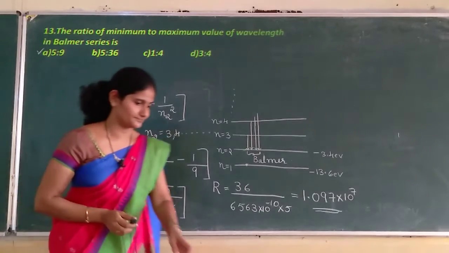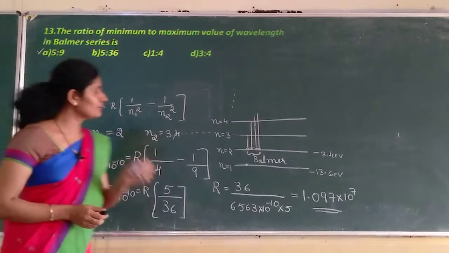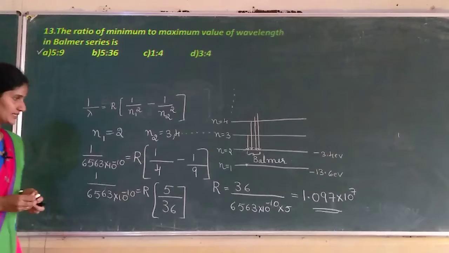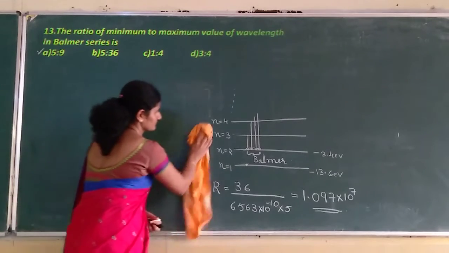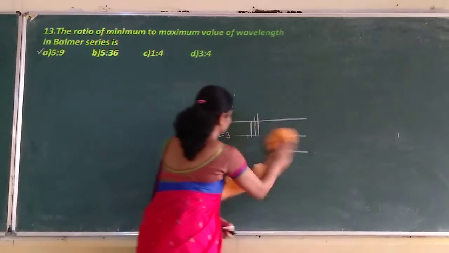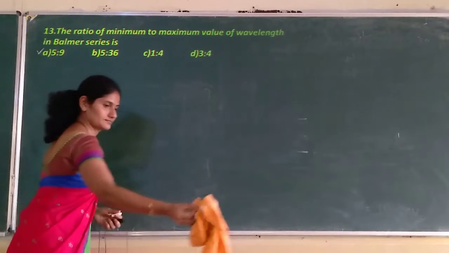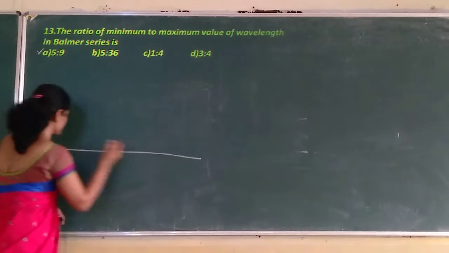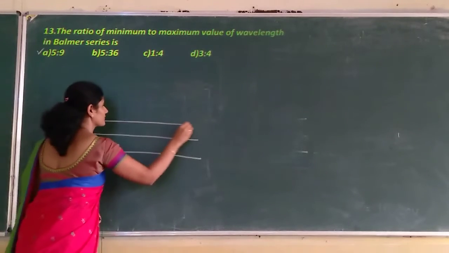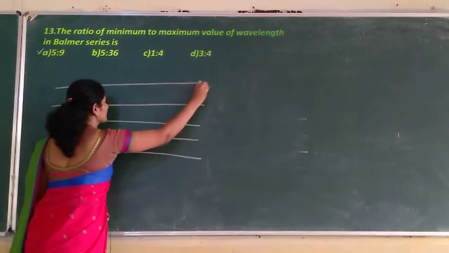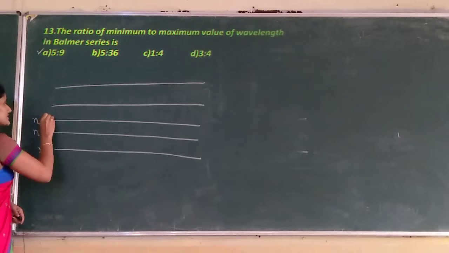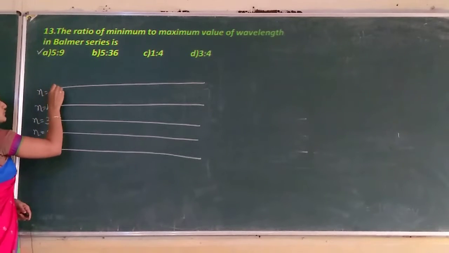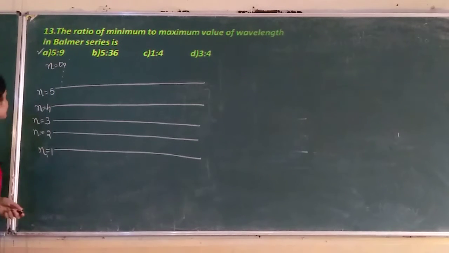Next question, question number 13. The ratio of the minimum to maximum value of wavelength in the Balmer series. So this is the ground state, n is equal to 1, n is equal to 2, next highest state n is equal to 3, n is equal to 4, n is equal to 5, and here n is equal to infinity.